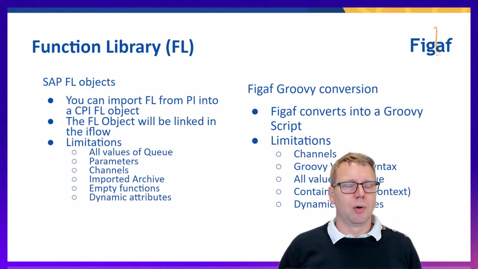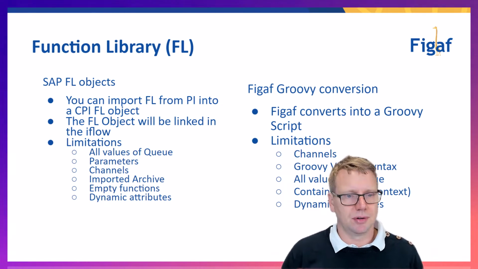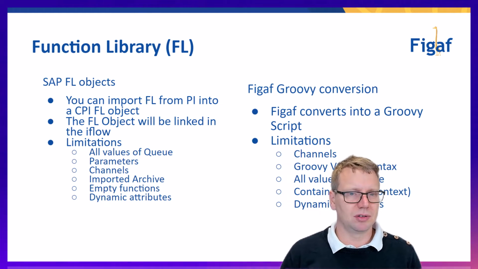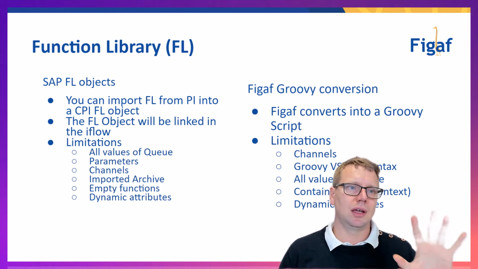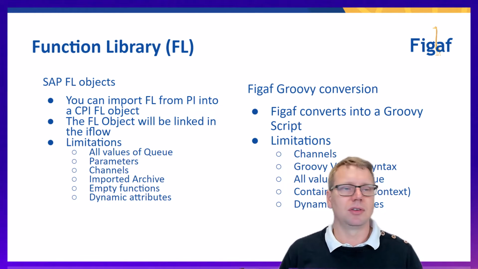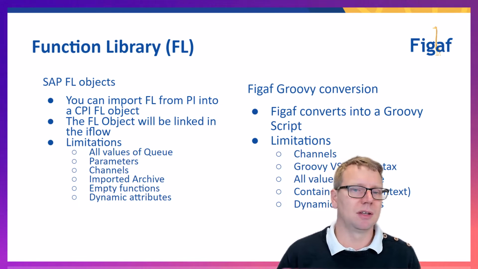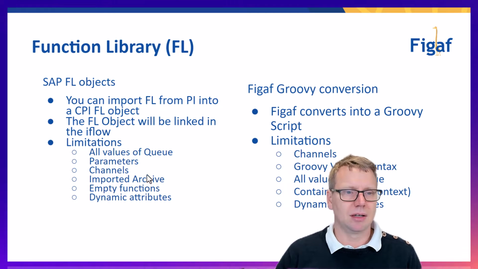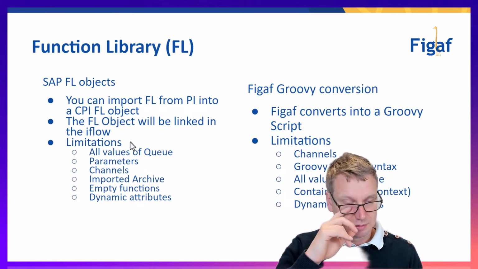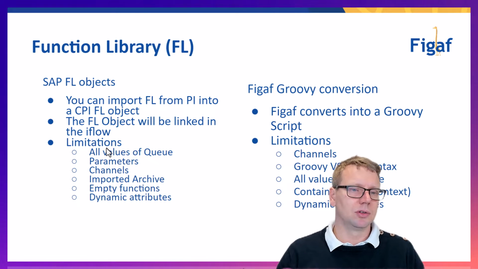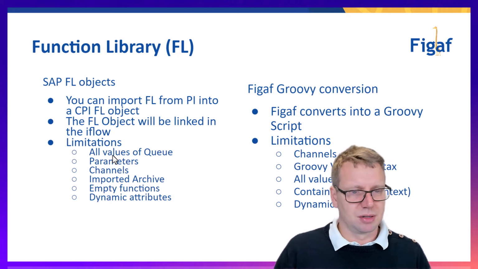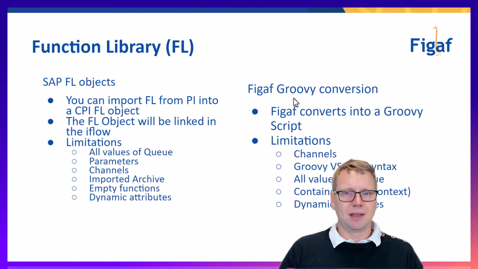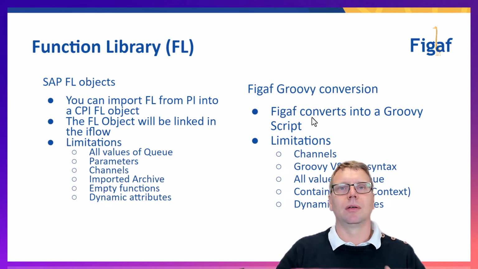It's talking about function libraries. The Figaf tool supports 2 function libraries. As of today, here in November 23, there are the following limitations of these things. So we can either use the SAP's Cloud Integration Function Library object, where you go into it and select import, and this would import these objects, and the object will then be linked with this. It has some limitations here. And then we have the Figaf Groovy conversion, where we take the Java and convert it into Groovy.